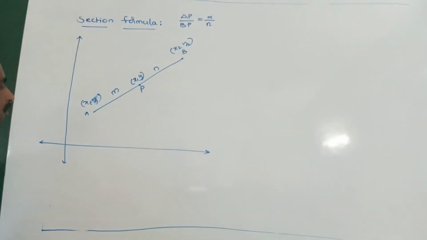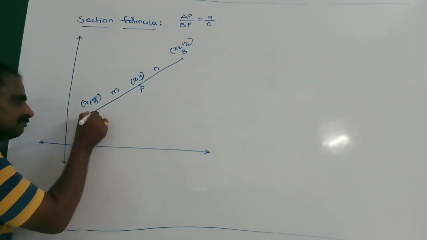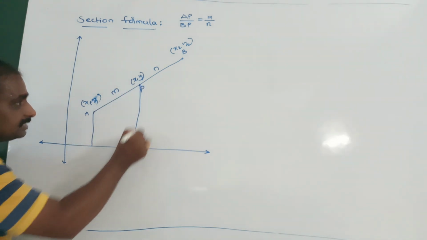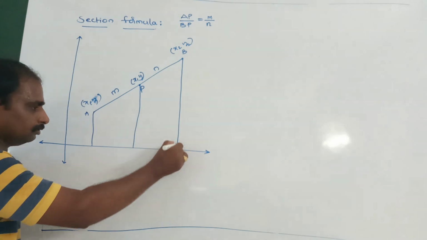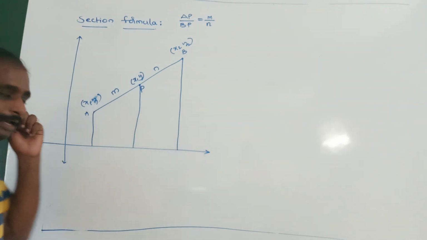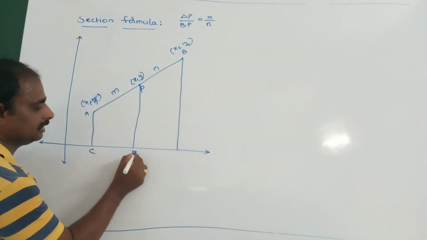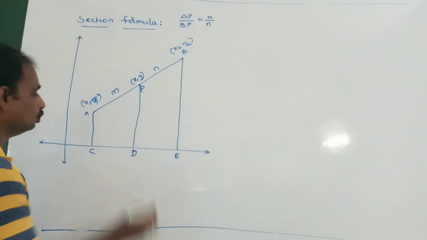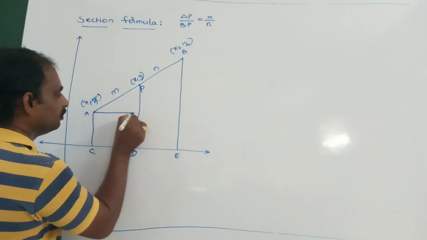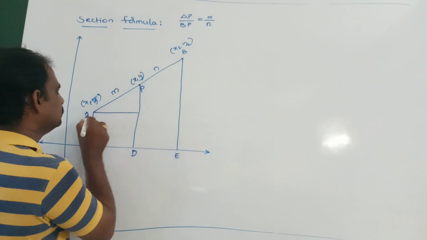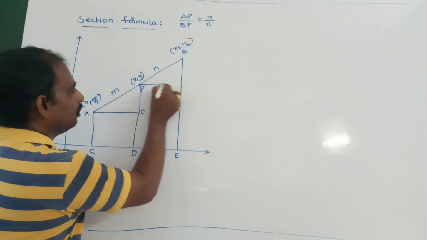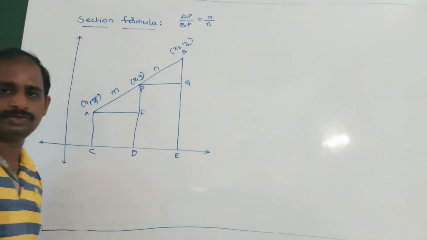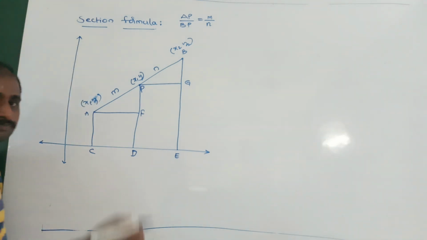Now draw a perpendicular from A to the x-axis, from P to the x-axis, as well as from B to the x-axis. Let me take the points C, D, E, and draw another two lines parallel to CD, that means parallel to the x-axis. Draw AF and PG. I think you understand. Now, observe the values.